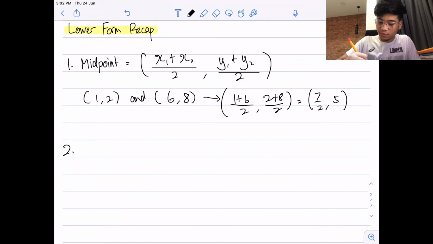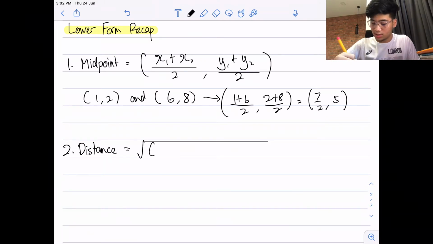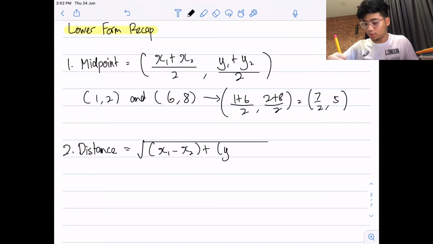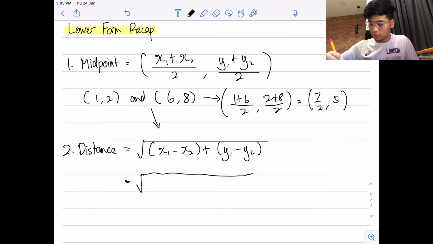Alright, so next one we're going to be looking at is distance. Alright, so for distance, this one's also another easy one to remember. Just have to remember that you got to use the square root of x1 minus x2 plus y1 minus y2. Alright, so let's just use the same values from the top here. I wanted to find the distance between these 2 points. I would just have to sub it back in to get, don't forget the square up top there.